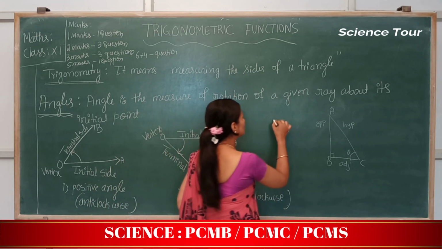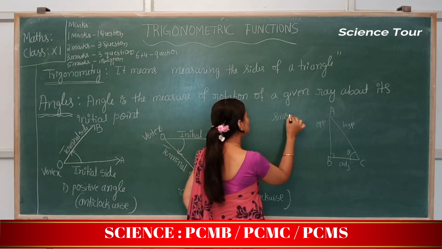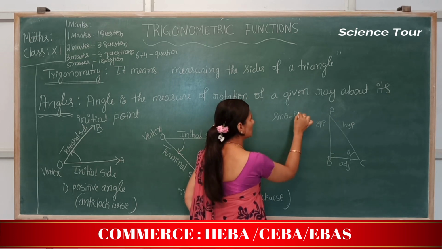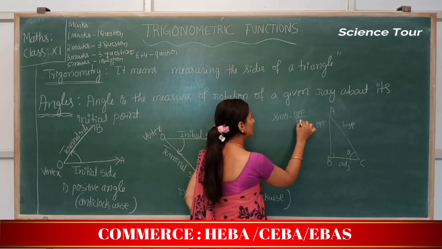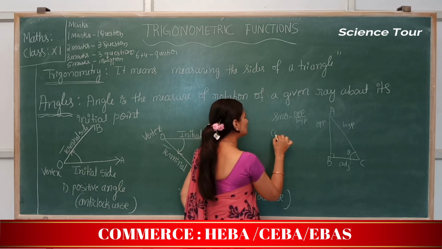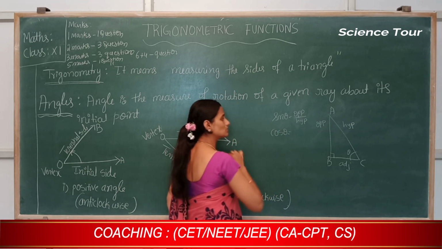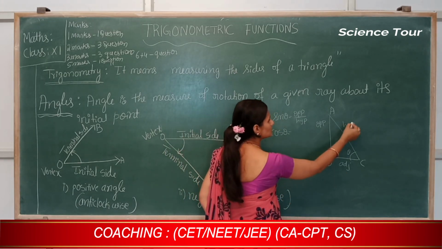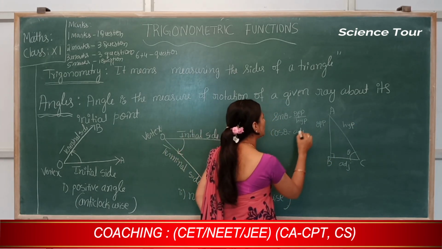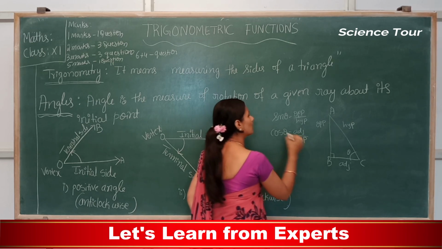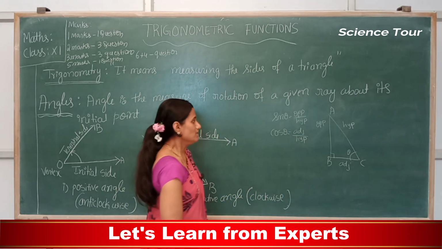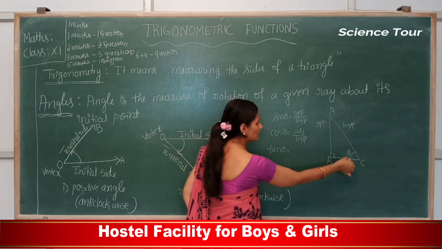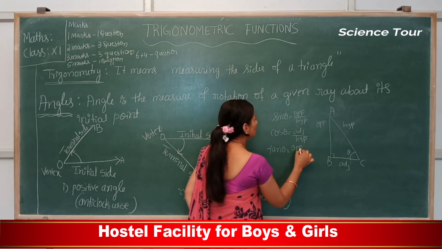What do you mean by sine theta? Sine theta is opposite side divided by hypotenuse side. Next is cos theta. Cos theta is adjacent side divided by hypotenuse side. Next, what is the definition of tan theta? Tan theta is opposite side divided by adjacent side.